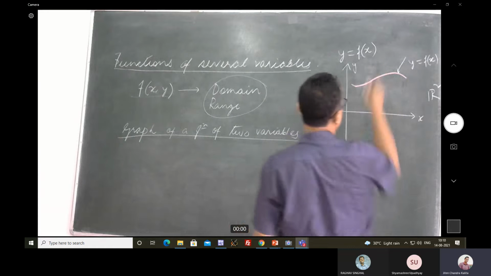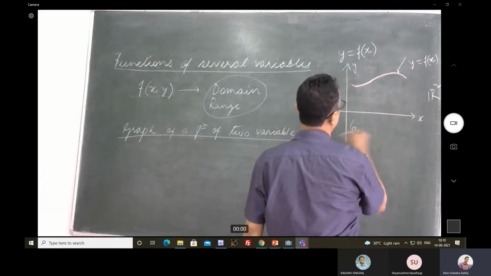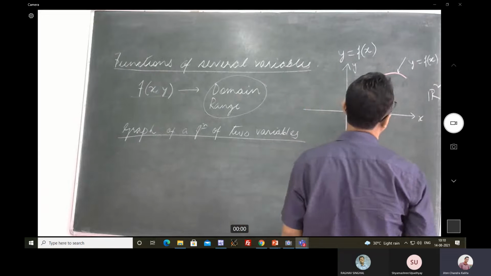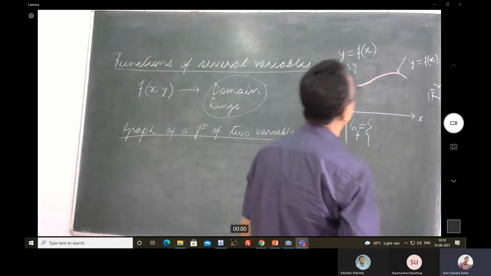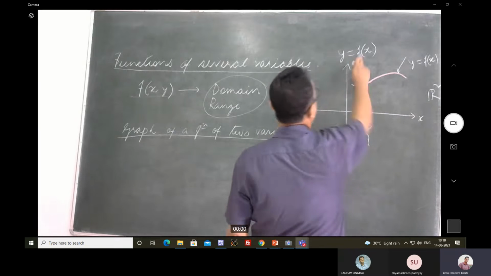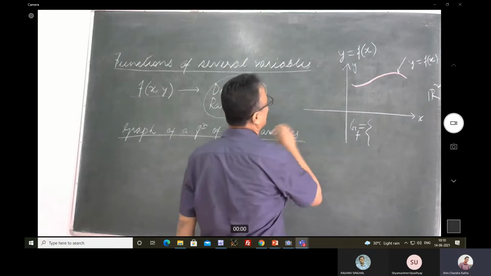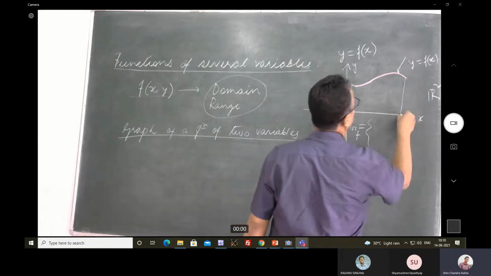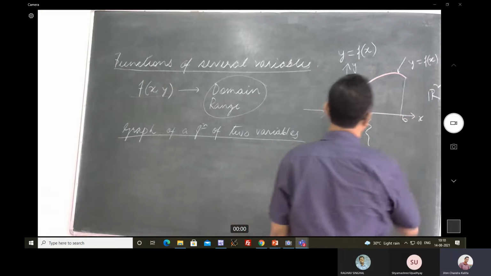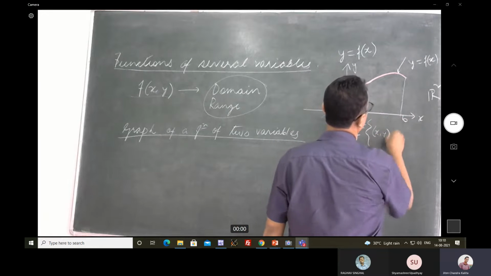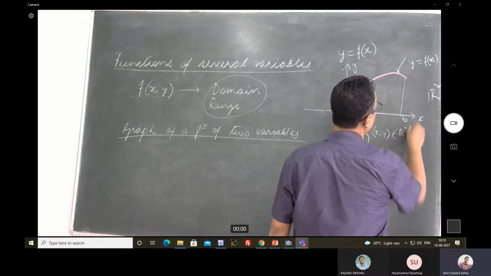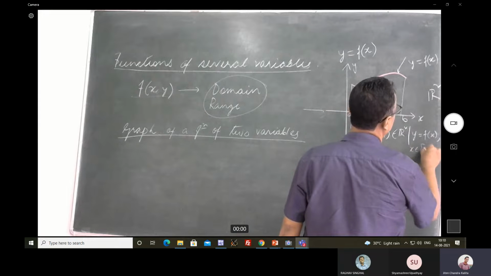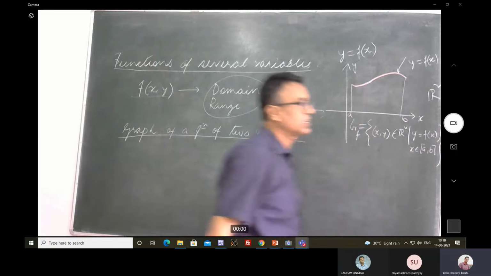So in this particular case, the graph of f, if I denote it by Gf, is nothing but, and let us assume that for this function f the domain is some interval, say [a, b]. Then the graph is going to consist of points (x, y) belonging to R2 such that y equals f of x, where x belongs to that interval [a, b]. We would have written it something like this.